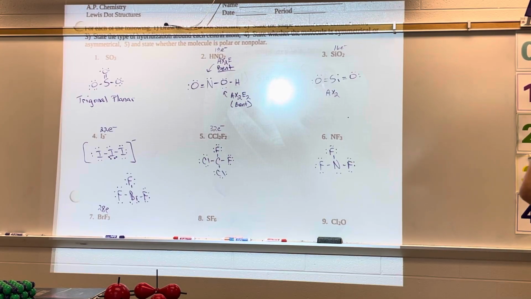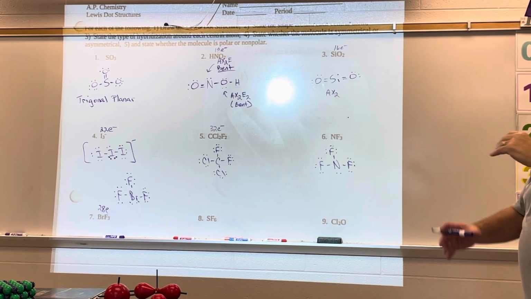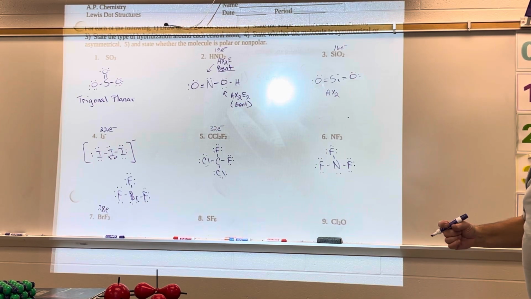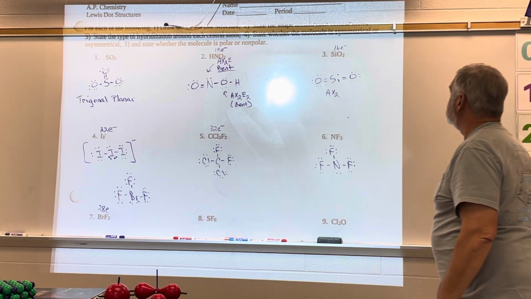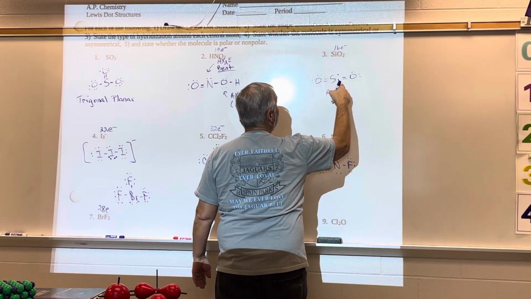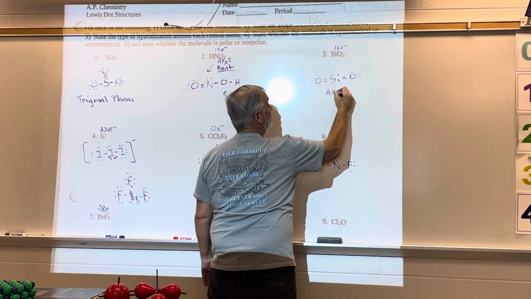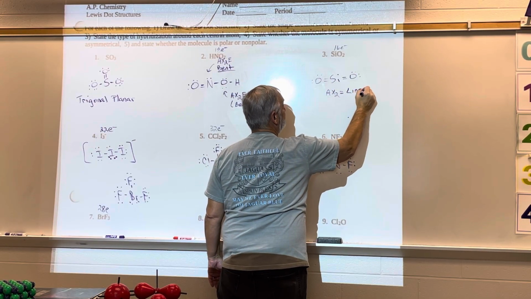Yes, ma'am? Is there a way they could have, like, the N and the O, could it be two different ones? Yeah. And then you have to state both of them, or only the one on the nitrogen? No, you state both of them. So you don't have an overall molecular shape, you just have the shape around each central atom. So this one, it's AX2, there's no lone pair on the central atom, so we know that that's linear.